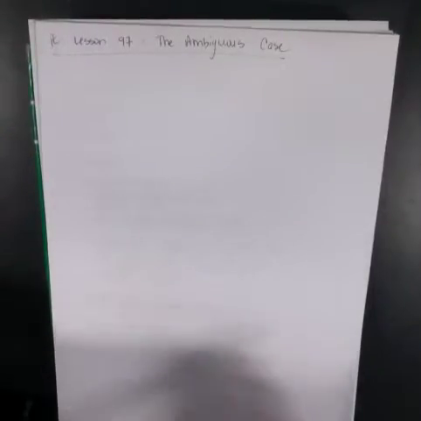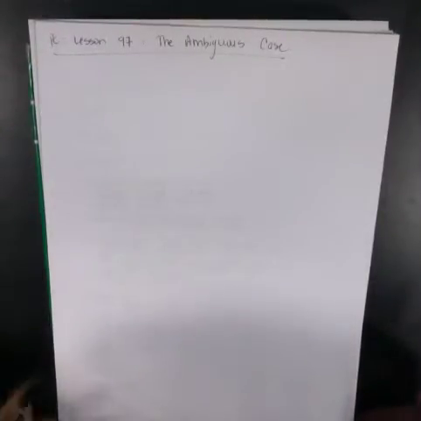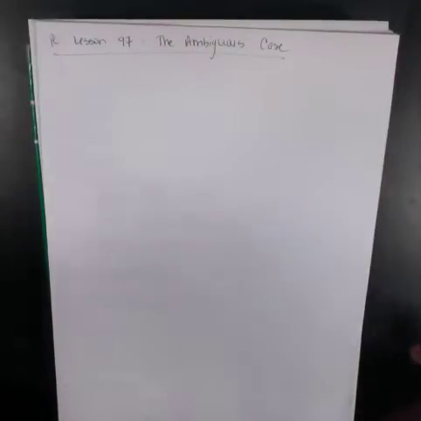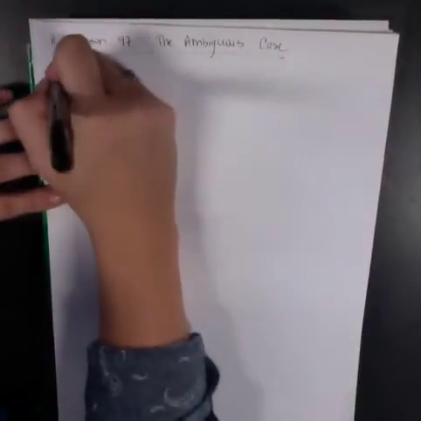Hello, this is Pre-Calc lesson 97. Today we are going to talk about the ambiguous case. This is related to solving triangles.